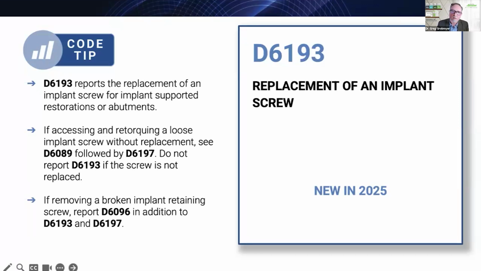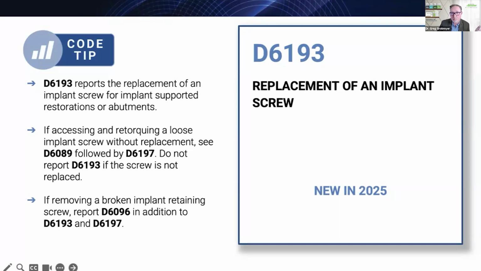6193. Thank the Lord we finally got this one. This is a code that's been needed for some time. This is replacement of an implant screw. So before, it kind of fell either under a repair or maybe that unspecified code. There really wasn't a code for an implant screw. But there is now, 6193.